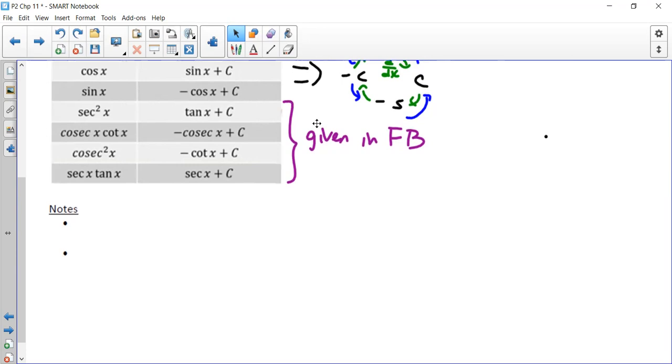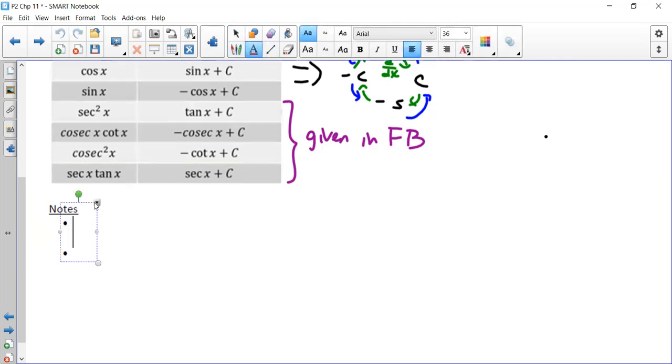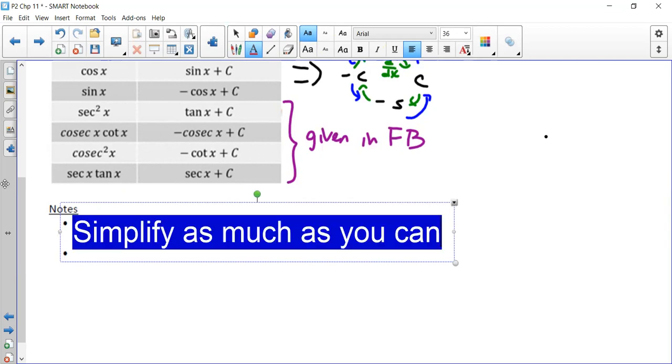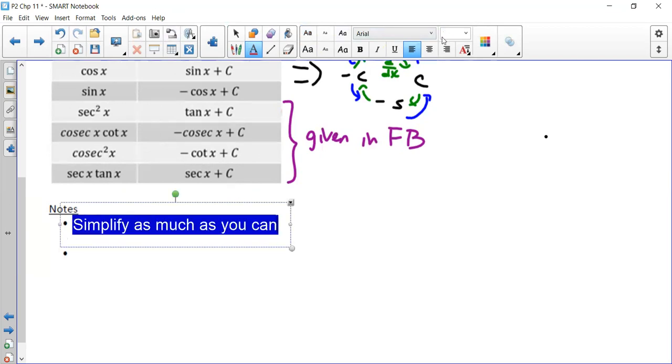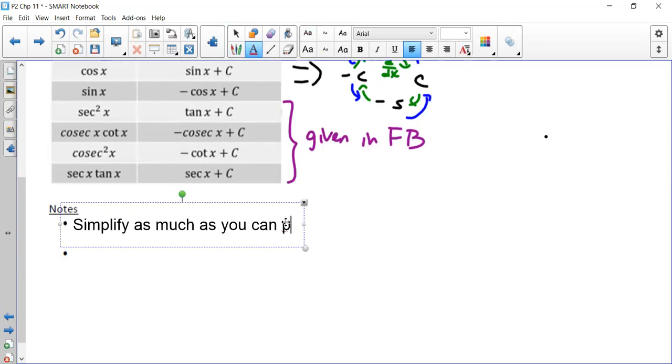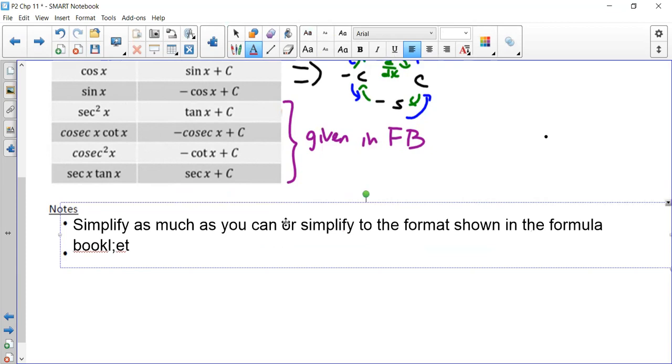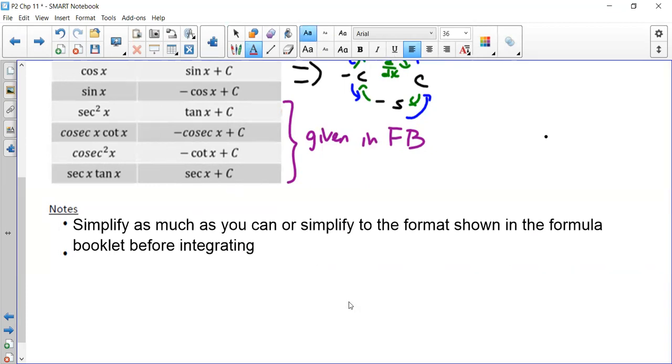So there are some generic notes I can give you, some tips you can use when it comes to integration. The first one is, I'm going to type it out because my writing is not the best. The first one is, simplify as much as you can, or simplify to the format shown in the formula booklet before integrating. Simplify as much as you can, because when you use the formula booklet, they must be exactly the same before you can apply integration.